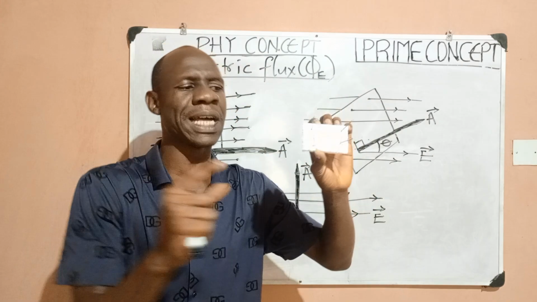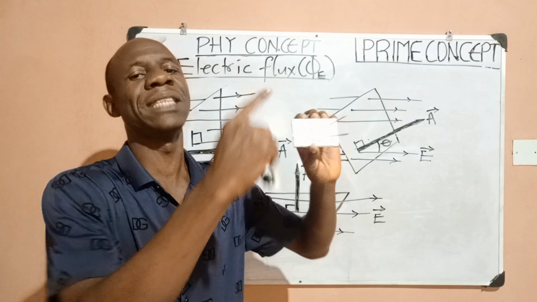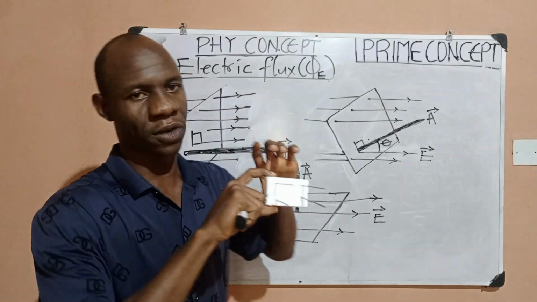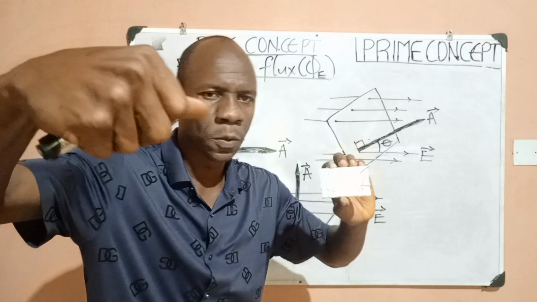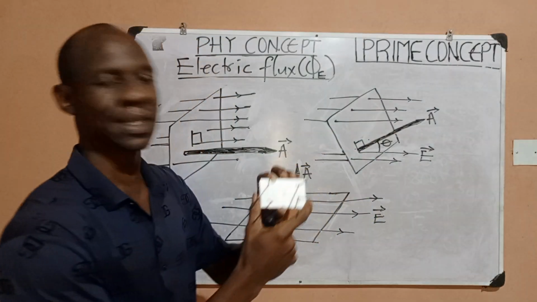So what it means is that if you have so many lines, but those lines don't pass through any surface, that is not qualified to be called electric flux. For it to be flux, flux means outflow of something through a surface, right? I believe this concept is clear.